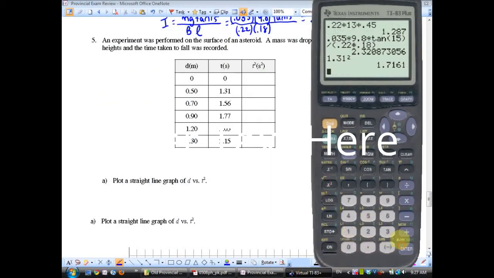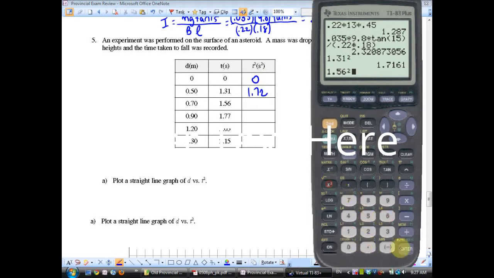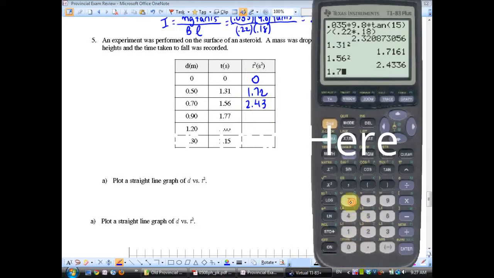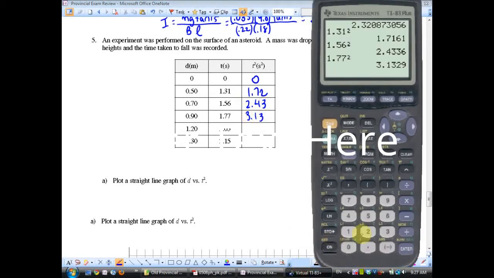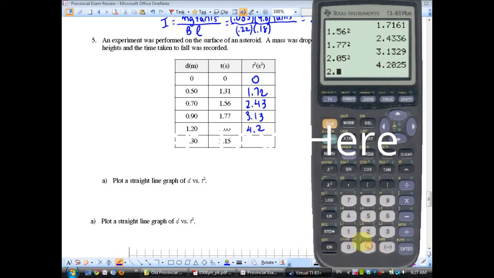1.31 squared, 1.72. Thank you. 1.56 squared, 2.43. 1.77 squared, 3.13. 2.05 squared, 4.20. 2.15 squared, 4.6.